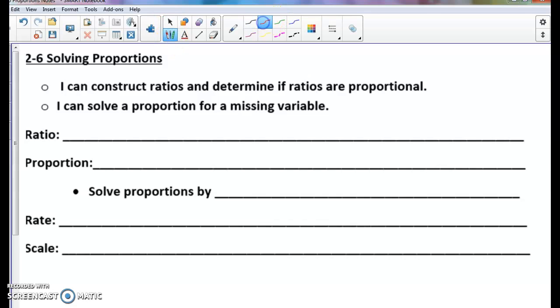2-6 solving proportion notes. I'm going to put your name in that top right hand corner and today's date.